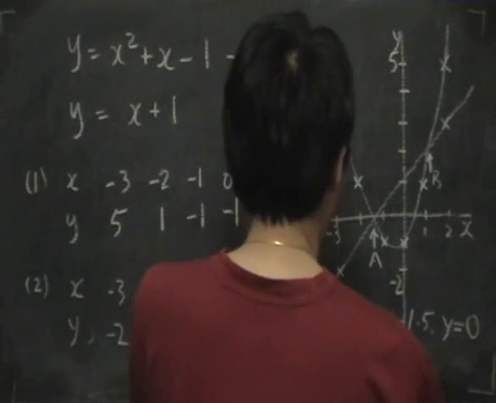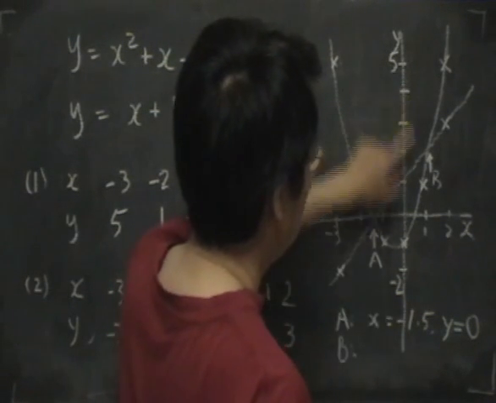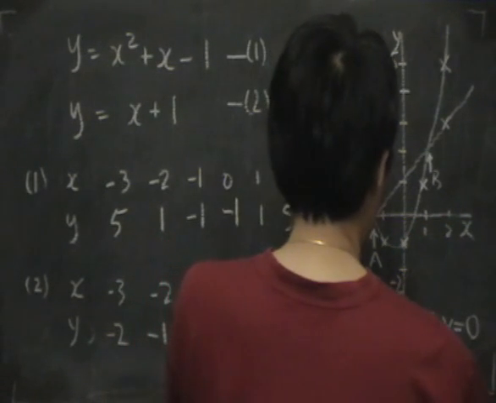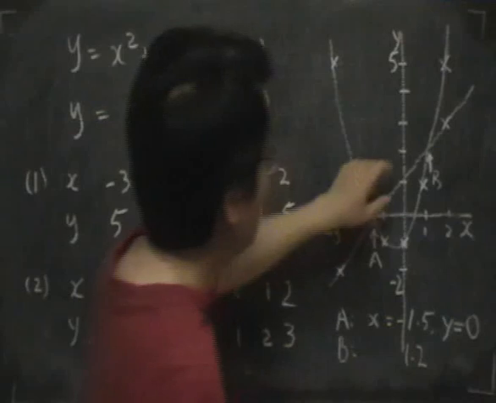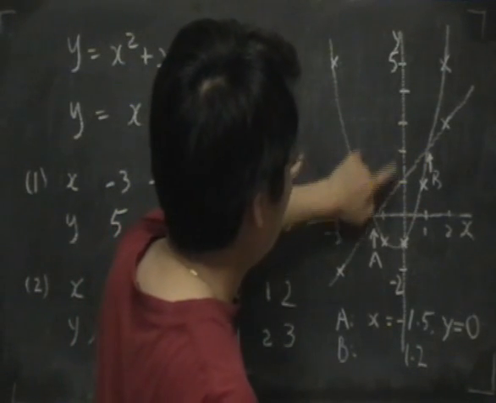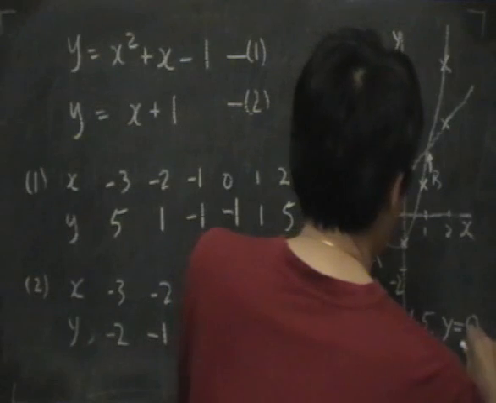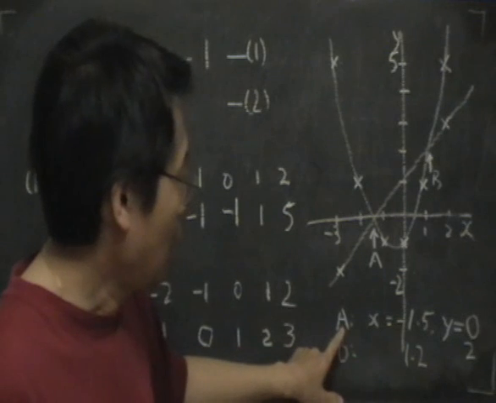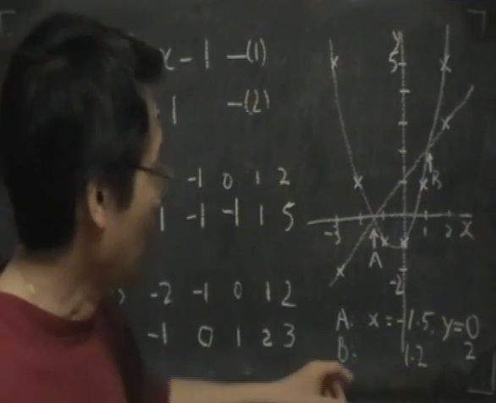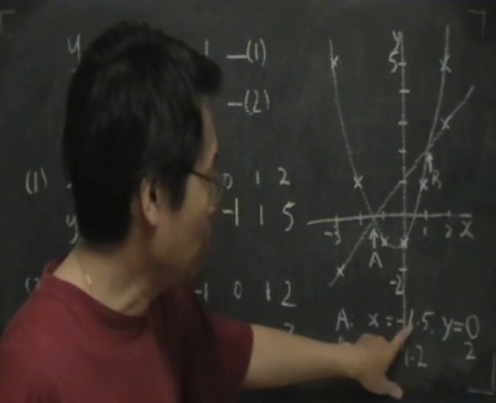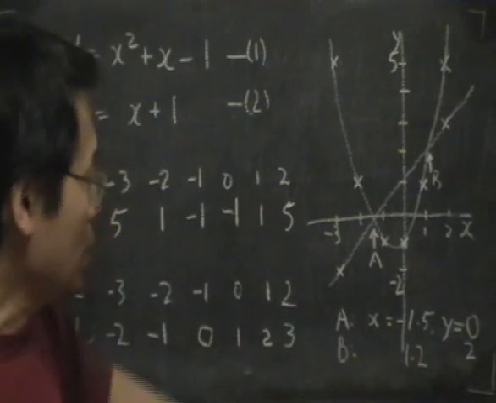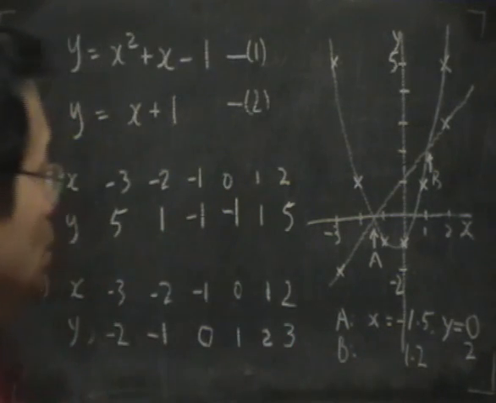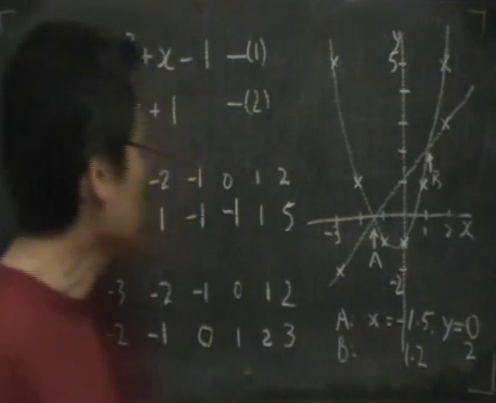And for B, the x value is between 1 and 2, so maybe about 1.2. The y value is maybe sort of around 2. So that's the two sets of values. Either you can have x equal to -1.5 and y equal to 0, or you can have x equal to 1.2 and y equal to 2. So that's the two sets of answers.